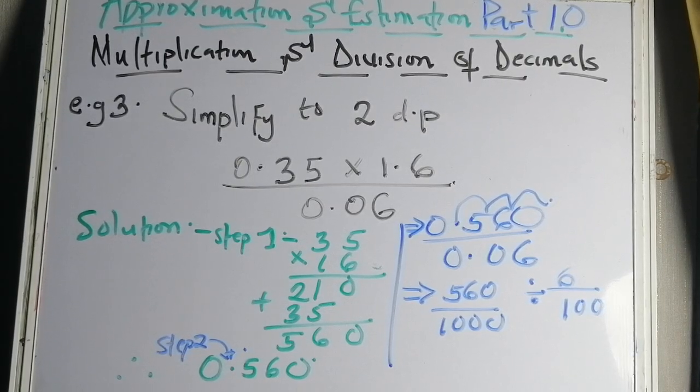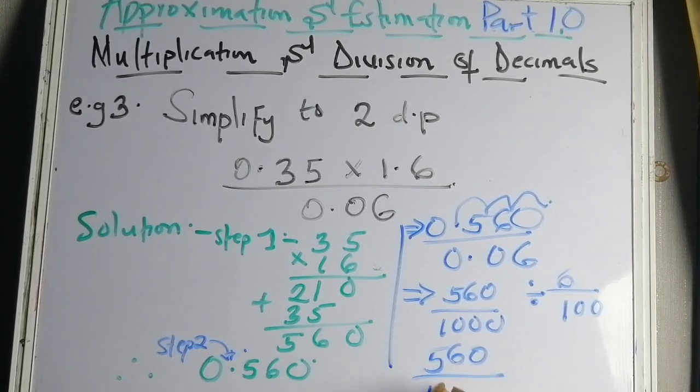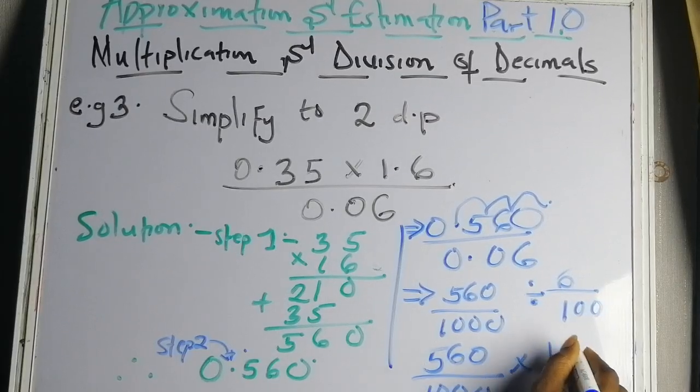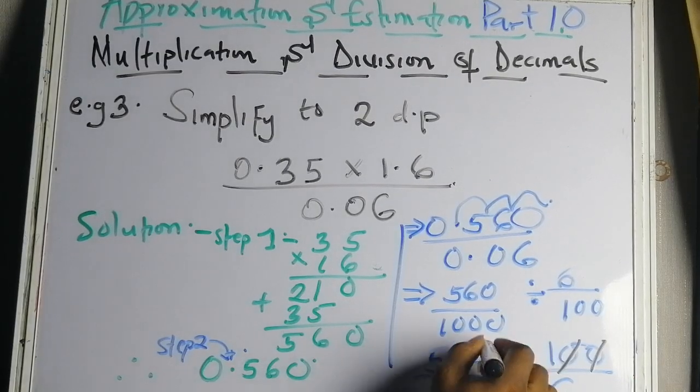So what do we do? I've told you to change it to multiplication. We change the denominator to numerator and the numerator to denominator. So at the end of the day, this will now be 560 over 1000 times 100 over 6. It's as simple as that. Zero can cancel zero there, zero will cancel zero, zero will cancel zero.